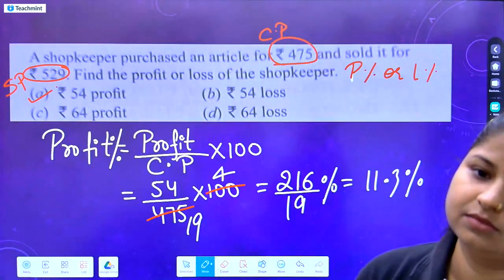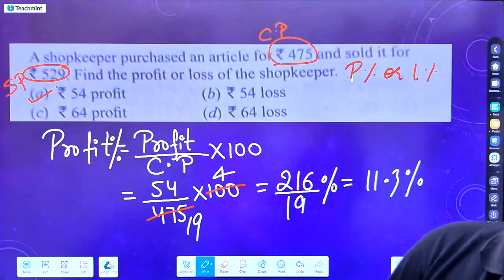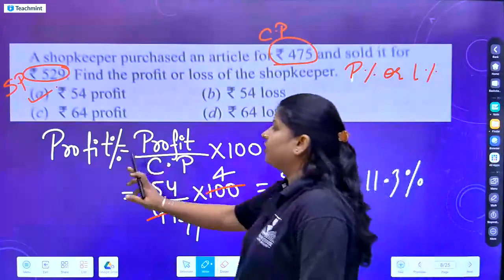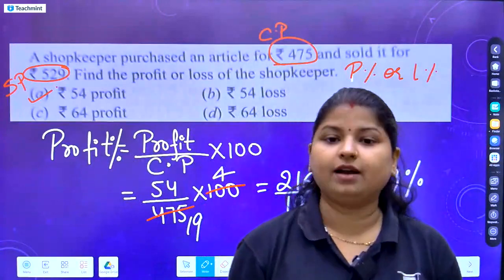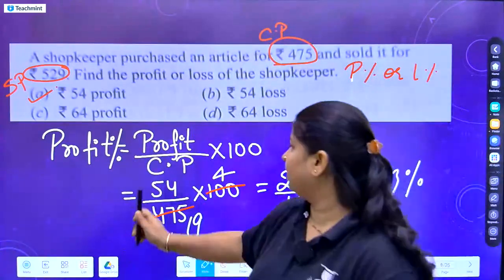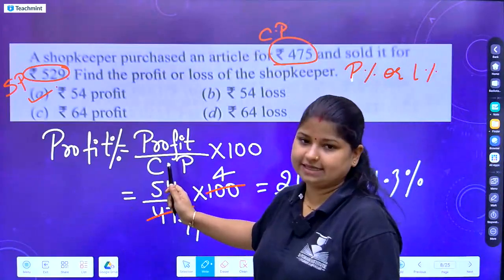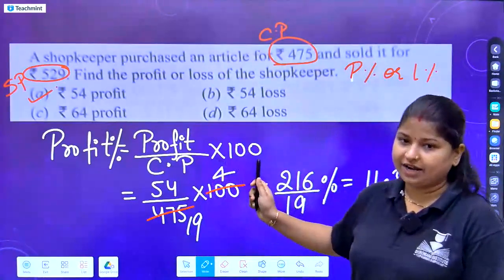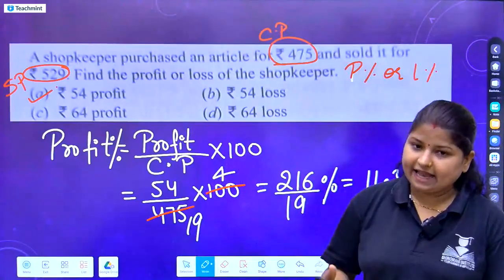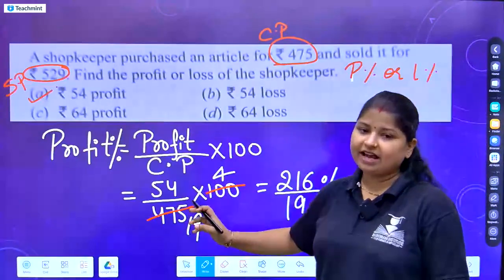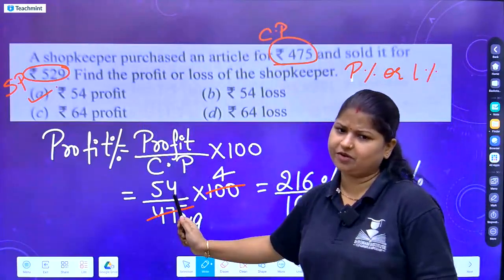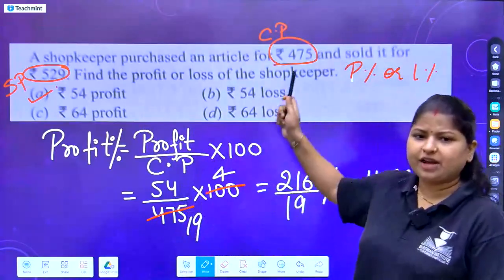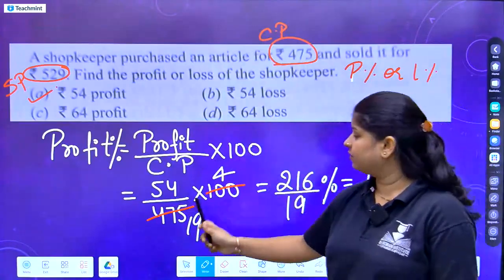Ma'am, I did not understand. Whenever profit percent is being asked to you, beta, you have to use the formula profit upon CP into 100. Okay, and then I will put the values. So profit we have just calculated, now 54 rupees. So I will put 54. Cost price I know it's 475.